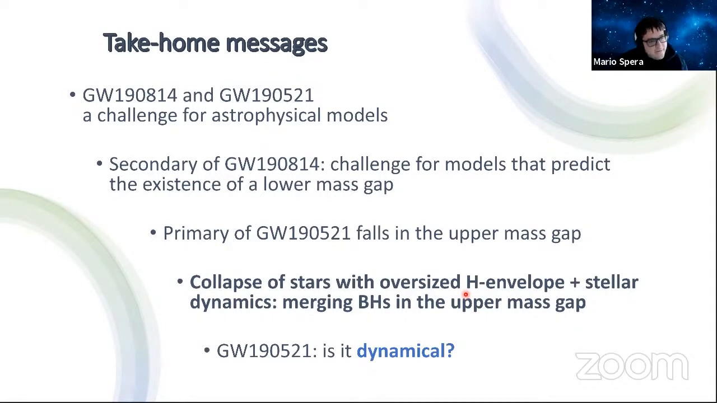So can we say something about the origin of 190814 and 190521? Well, we do not have a conclusive answer to this question, but we've got some hints, as I showed you. 190814 might challenge all the models that predict, for example, the existence of the lower mass gap. And 190521 is also very difficult to form from non-dynamical scenarios, assuming that the primary black hole of 190521 falls in the upper mass gap. So future gravitational wave events will definitely help us to better constrain astrophysical models and maybe soon give conclusive evidence for the origin of a gravitational wave event.